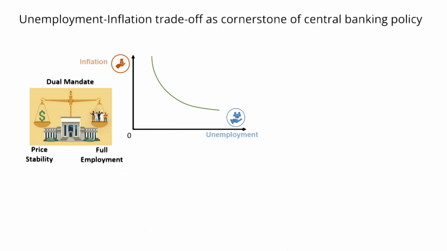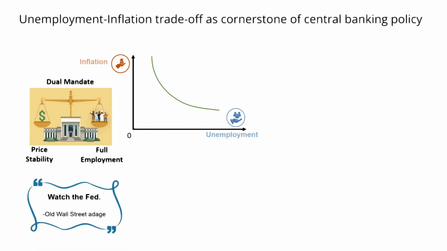On the one hand, price stability, maintaining inflation at the target rate, usually 2% for developed economies, and on the other hand, full employment, so striving for the lowest sustainable unemployment rate without causing excessive inflation. Accordingly, central banks aim to balance these two factors using tools such as interest rate adjustments and monetary policy to influence longer-term interest rates. How does this trade-off shape central banking policy?